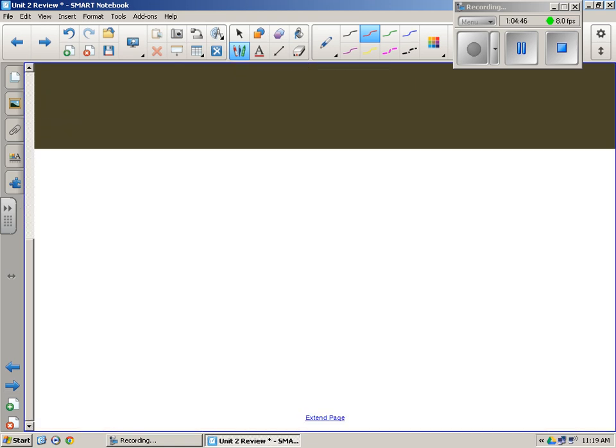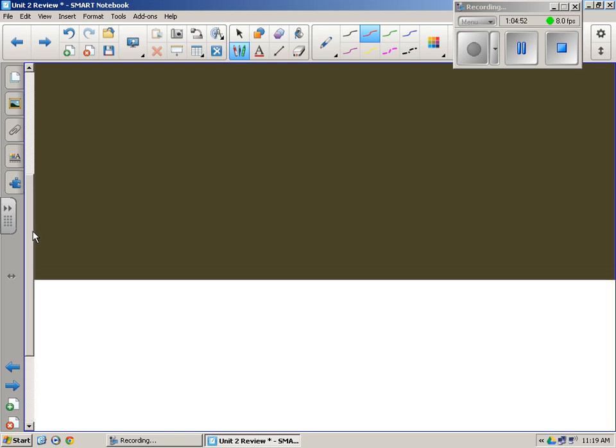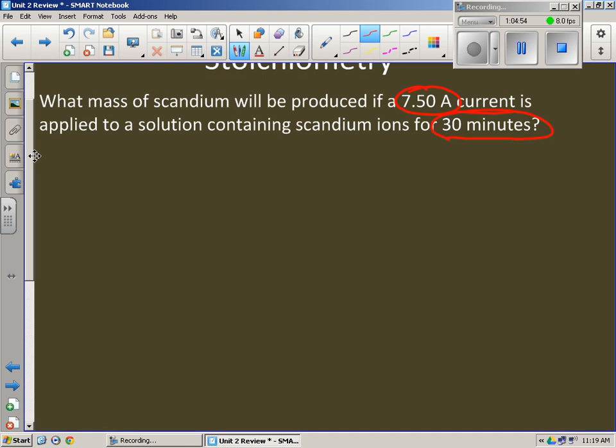So, before you can do that, it says we're going to talk about scandium ions. This doesn't really matter too much, but you should still be able to figure this out, because sometimes they like to do scandium ions and zinc ions, for example, or zinc solid, or whatever the case might be. This is a pretty simple one. It says what mass of scandium will be produced. So what mass of scandium is produced?